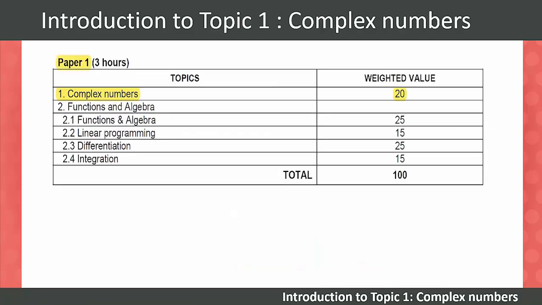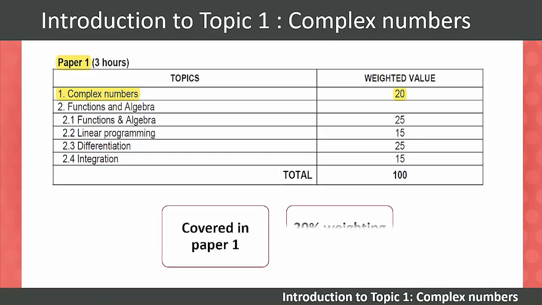Looking at page 26 of the assessment guidelines, we see that complex numbers are covered in paper 1. The topic has a weighting of 20% in this paper.